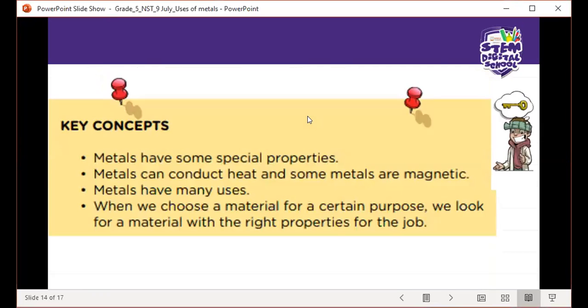Okay, so guys, key concepts. Metals have some special properties, and we looked at that. Remember the special properties, we said it's magnetism, conducting heat, as well as corrosion. Metals can conduct heat, and some metals are magnetic, and the metals which are magnetic are iron, cobalt, and nickel. Metals have many uses, and when we choose a material for a certain purpose, we look for a material with the right properties for the job. It is very important to note these key concepts. I hope you have them in your books or notebooks.